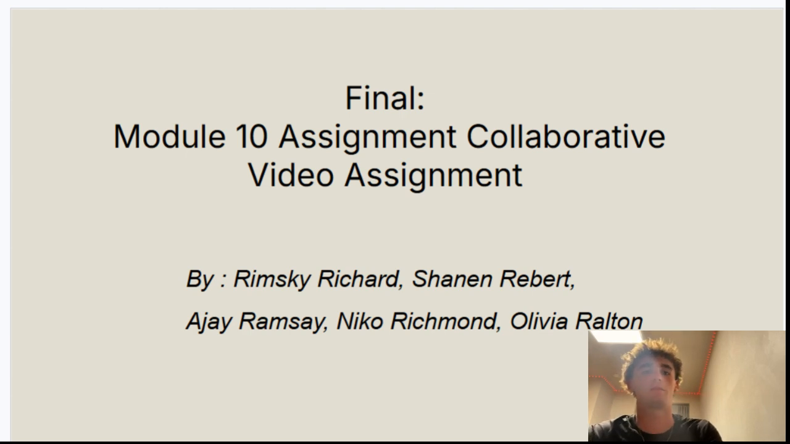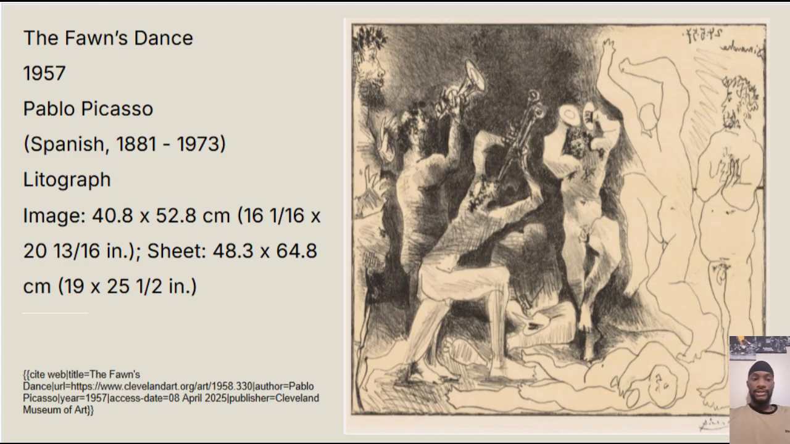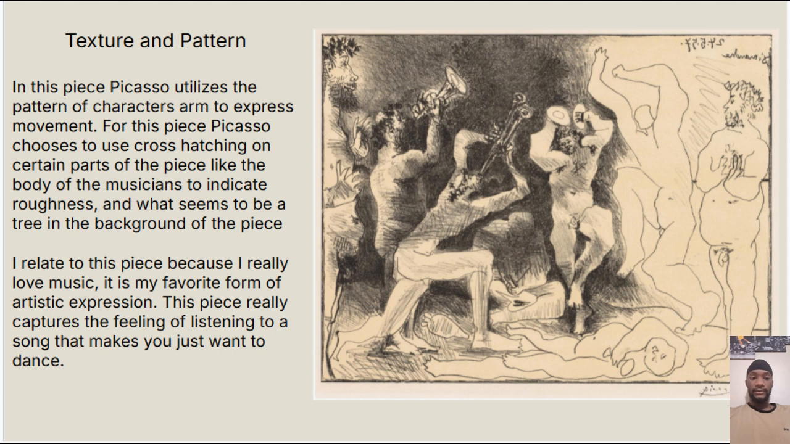I'm a freshman. The piece we've chosen for our project is The Fawn's Dance by Pablo Picasso. It was made in 1957 and the medium used was lithograph. And these are the dimensions on the screen. The formal element I have chosen is texture and pattern.